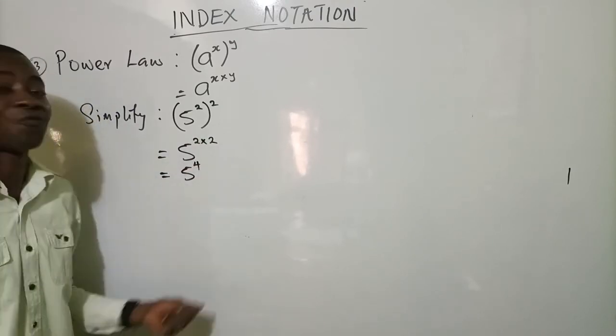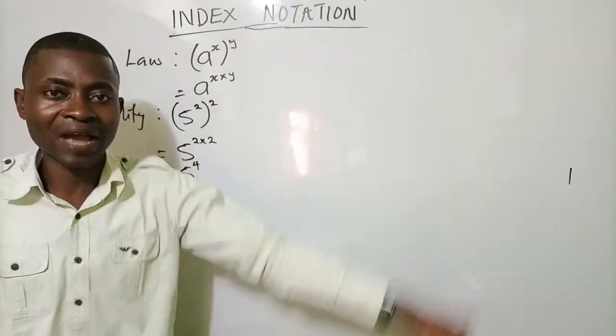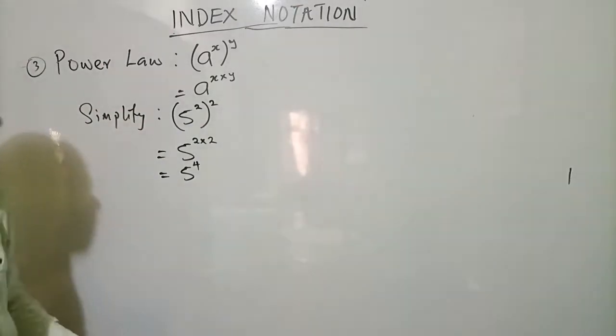And 5 raised to the power of 4 means what? It means 5 times 5 times 5 times 5. That means 5 in 4 places.